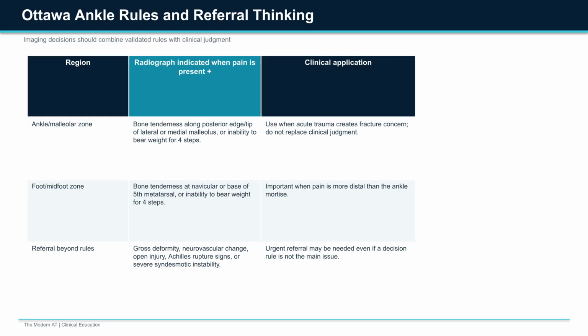The Ottawa Ankle Rules help guide imaging decisions after acute trauma, but they do not replace clinical judgment. Radiographs are indicated when ankle zone pain is paired with posterior malleolar tenderness or inability to bear weight for 4 steps. Foot radiographs are considered with midfoot pain, plus navicular or base of 5th metatarsal tenderness or inability to bear weight. Urgent referral may still be needed for deformity, neurovascular change, open injury, Achilles rupture signs, or severe syndesmotic instability.